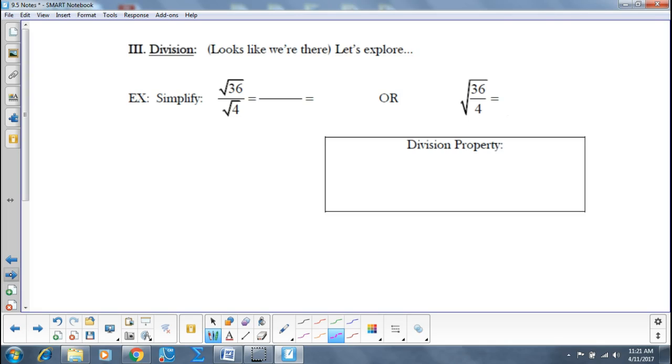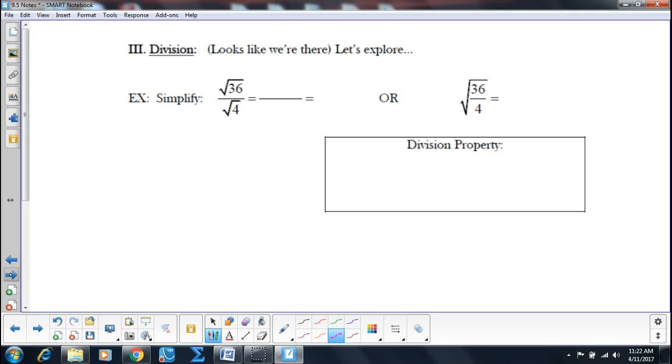Okay? So the last of the operations that we have to do is division. We did multiplication last Friday. We did adding and subtracting yesterday. Today we need to do division. So I will give you the property first because the property can be used in either direction. The property is if I have the square root of A divided by B, so I got the square root of a fraction, what that is equal to is the square root of A divided by the square root of B.